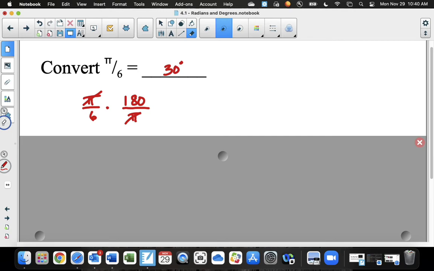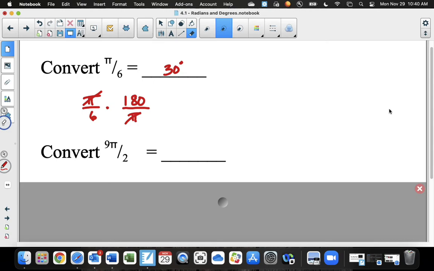Now, I said there's another way of doing it as well. This is easy enough, but if you know that pi and 180 are the same thing, you could just take pi out and put 180 in. And then just take 180 divided by 6. If you know that pi and 180 are the same, it's a very simple substitution, and then you get an answer.